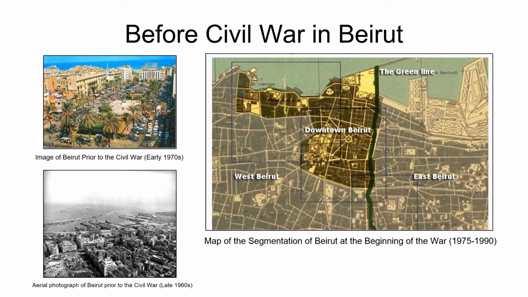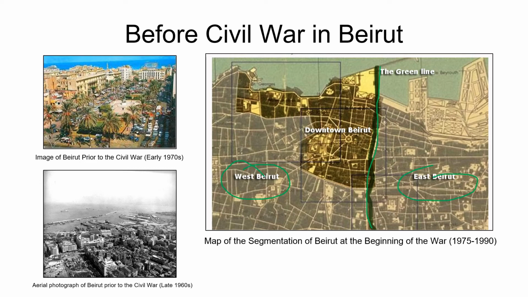Prior to the civil war in Beirut, Lebanon, is represented here in the images above. And as you can see in the map, Beirut is divided with this line right here down the center of it, dividing West Beirut and East Beirut.